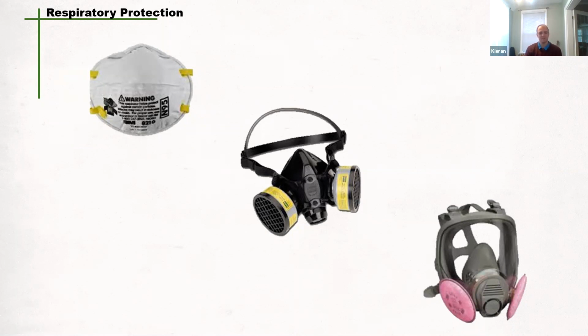The N in N95 means it's not resistant to oil. So if there's an oil in the atmosphere, it will go through and permeate through the mask and go into your lungs. If you see it with an R instead of an N, it means some resistance to oil, and P means strongly resistant to oil. 95 is just the efficiency, so it reduces 95% of airborne particulates. You might also see N, P, or R 99 or 100. 99 means it does 99% of pollutants, and 100 means it does 99.7% of airborne contaminants.